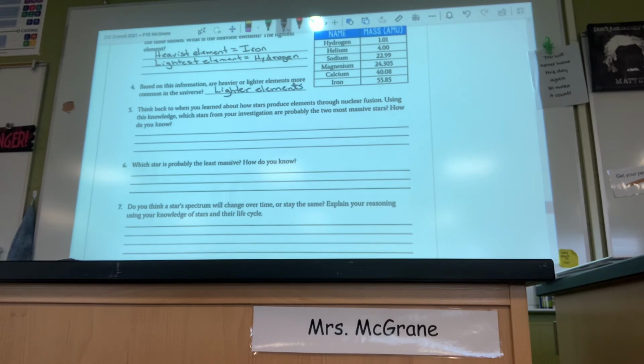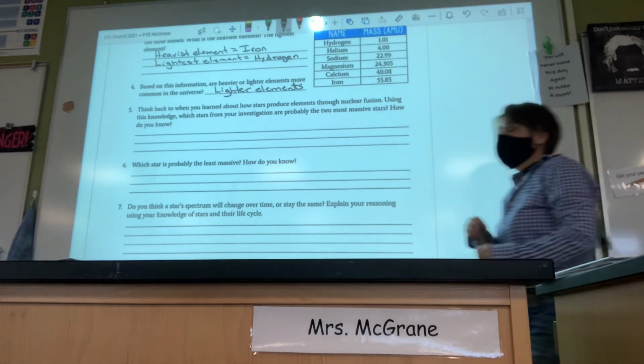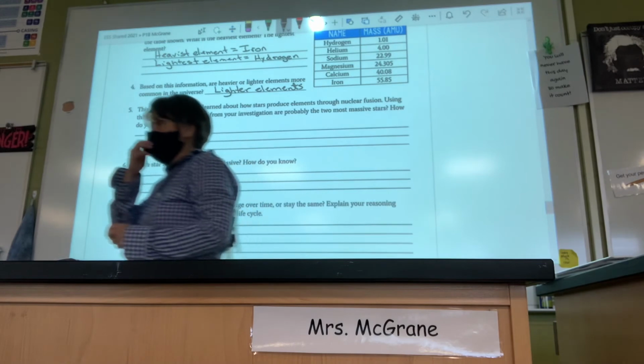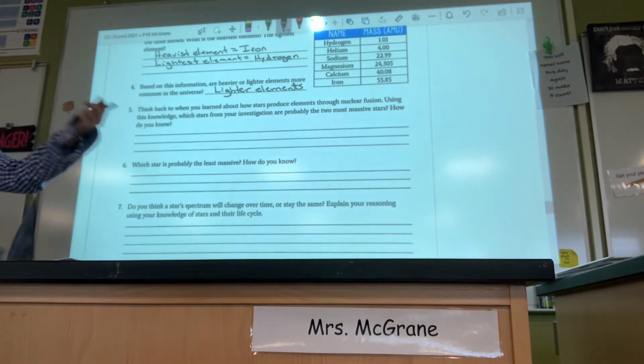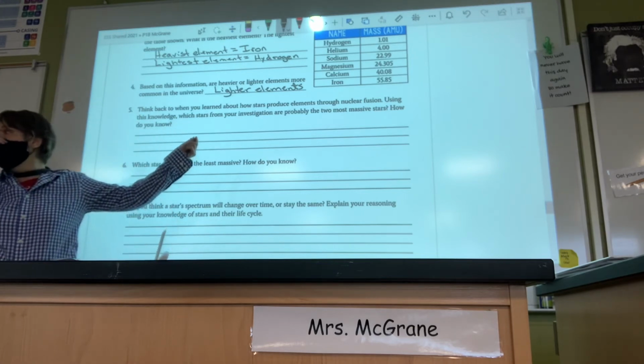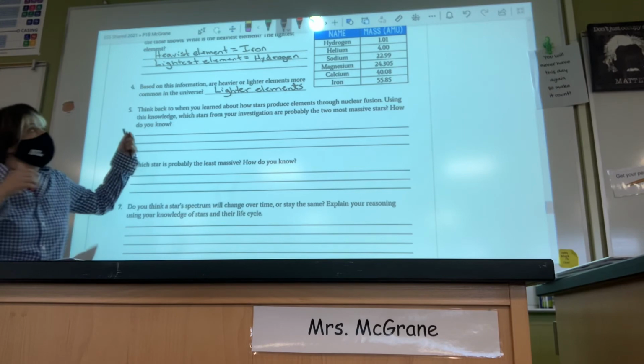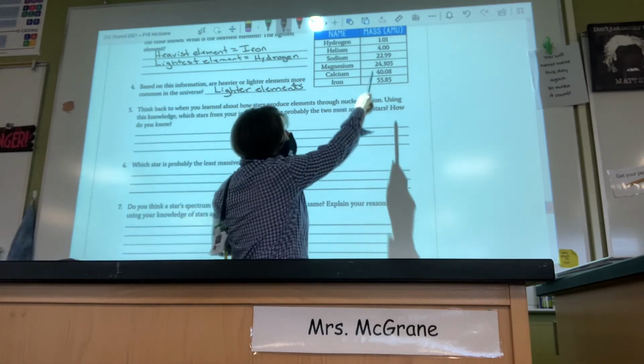Think back to when you learned about how stars produce elements through nuclear fusion. Using this knowledge, which stars from your investigation are probably the 2 most massive stars? Which stars are going to be the most massive, meaning they're going to be able to fuse together the heaviest elements. Every star out there, it looks like it can fuse and make helium. It doesn't look like it's a problem for them to fuse lighter elements.